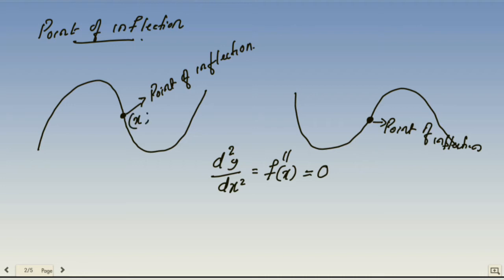Then how do you find the y value? Substitute in the main function. Main function means again you substitute in f(x) to find the y value. So that is the point of inflection. It is the point where concave up changes to concave down, or concave down changes to concave up.